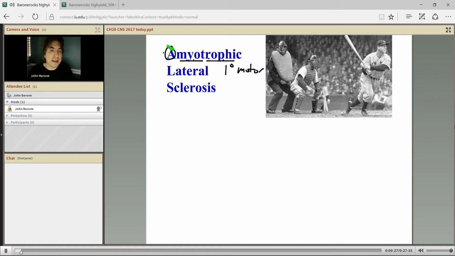Now, look at the name: amyotrophic lateral sclerosis. A means without muscle growth. In fact, it does the opposite. It doesn't grow, it atrophies. So you see extensive muscular atrophy, and that's the key. No sensory, only motor. This is a pure motor problem. And it's not the muscle, it's the nerve. So this is the most common adult primary motor neuron disorder.